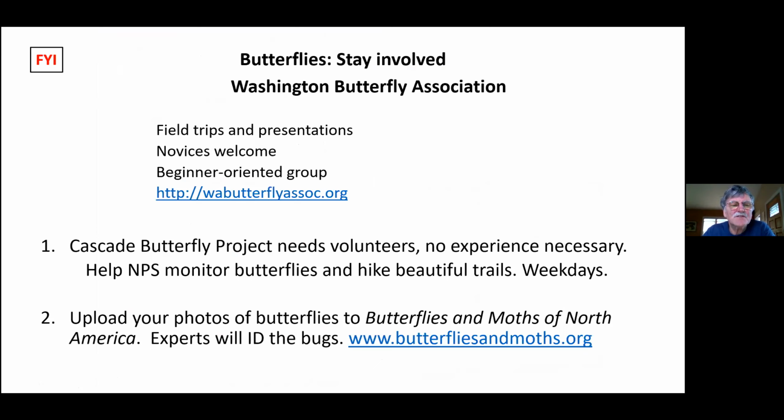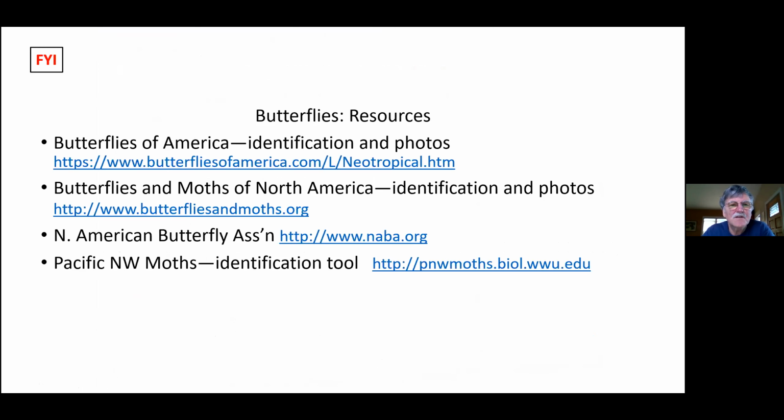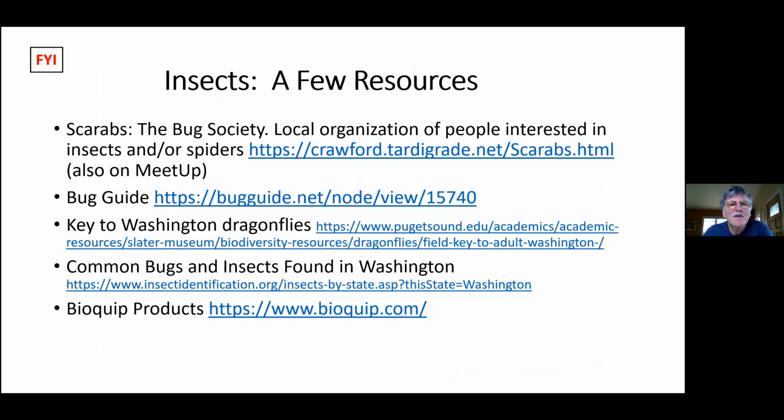Okay, these next three slides, if you could look at them on your own. This one talks about the Butterfly Club in Washington. This talks about resources for butterflies in general in America. And this talks about insects. So butterflies, insects, and the Butterfly Club.